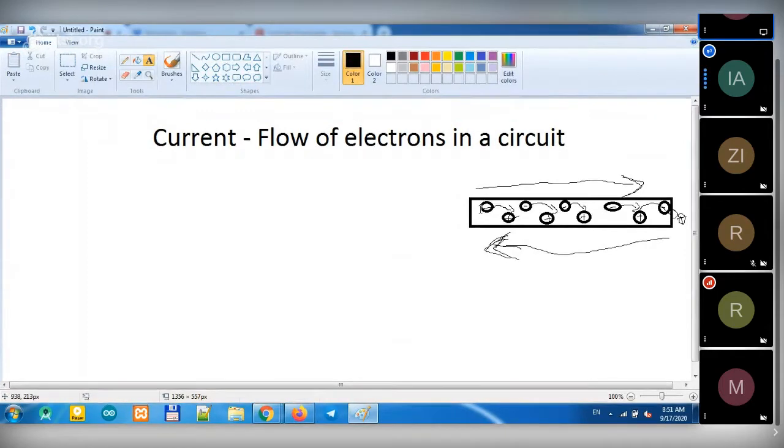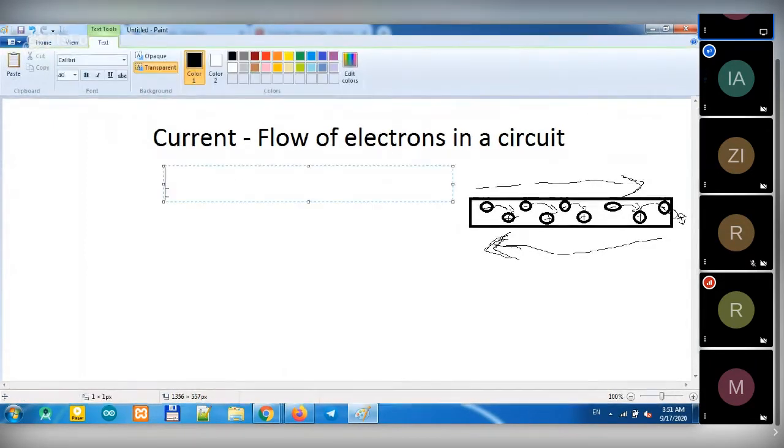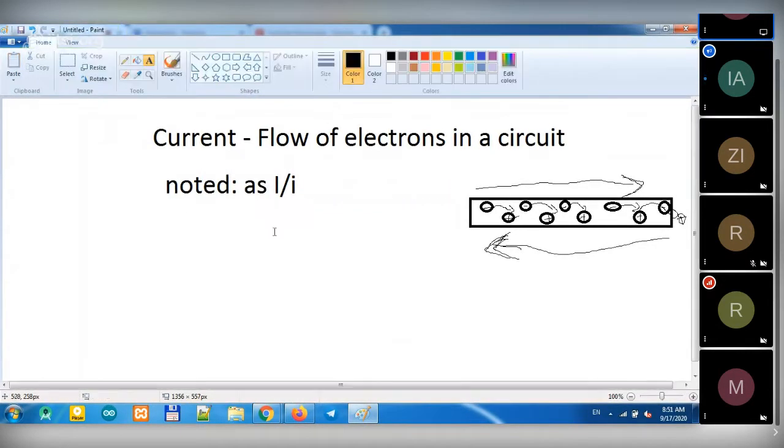Okay, now you know these are electrons, right? So current means flow of these electrons, okay? That means they're moving. These negative electrons move to the right side and positive electrons move to the left side. This is what we call current. Okay, current is noted as I, or small i. Alright? If you see I in a circuit, that means it's a current.